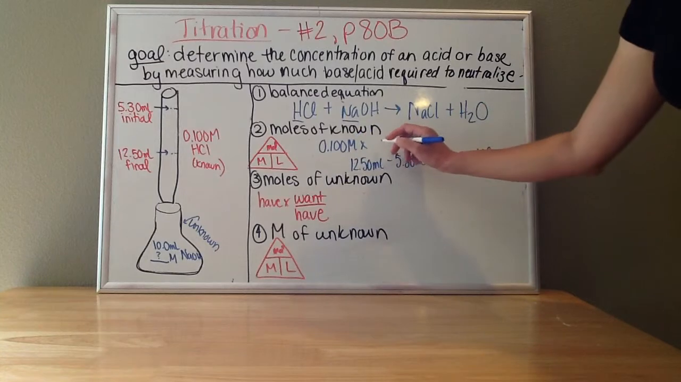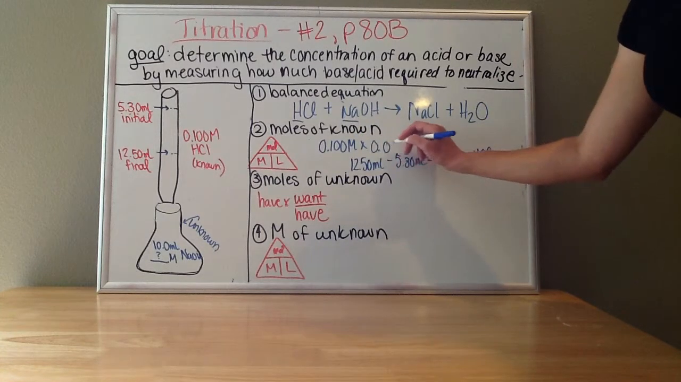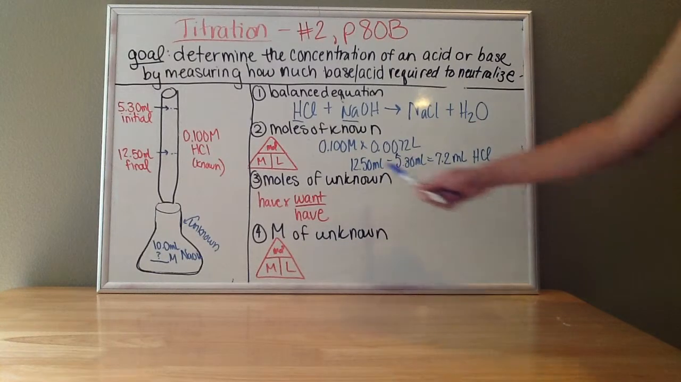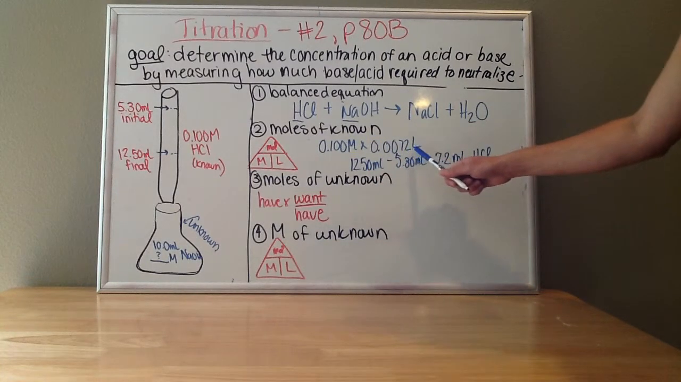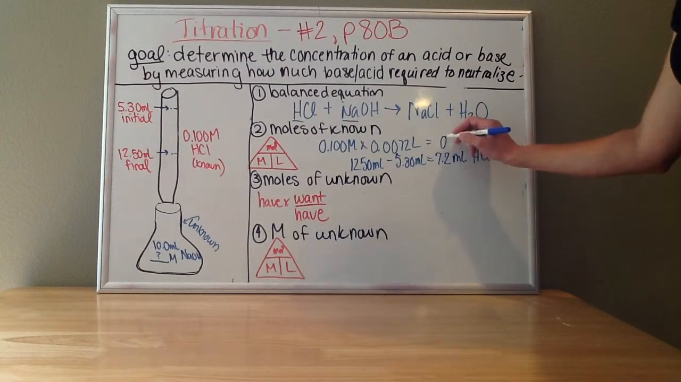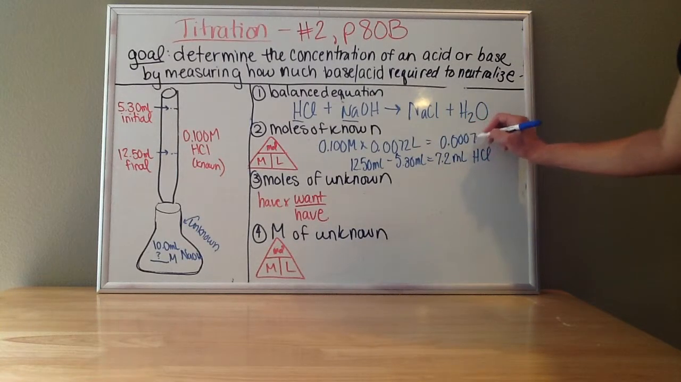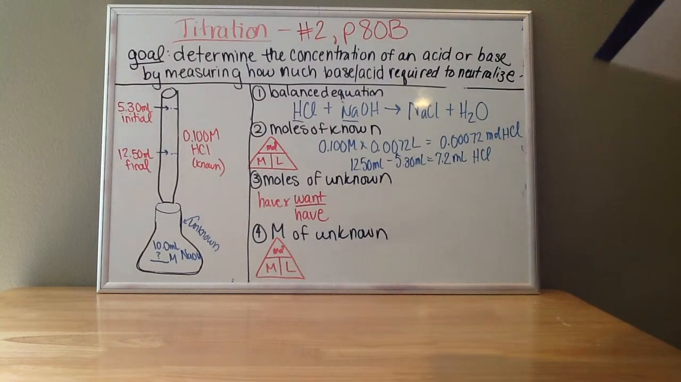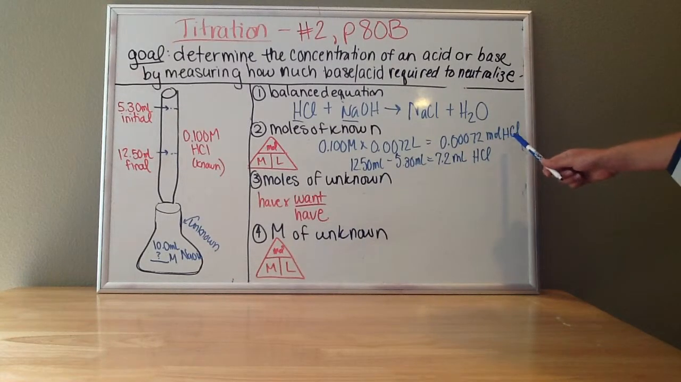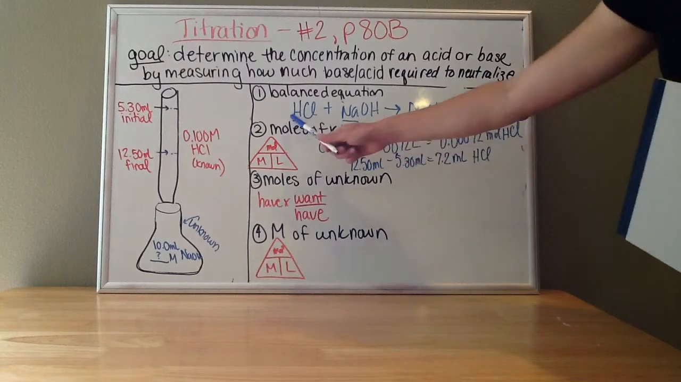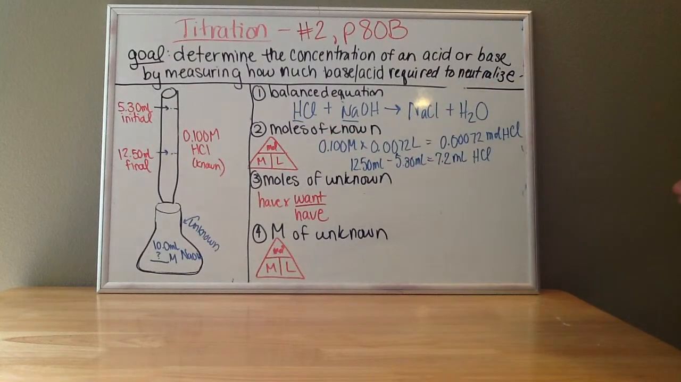And the concentration there was 0.1 molar. So to find the moles, I would take my molarity times my liters, so 0.0072 liters, and that will give me 0.00072 moles of HCl. So that's how much HCl was added to your flask during the reaction. Then you want to take your moles of known and use it to find moles of unknown using this mole ratio right here in the balanced chemical equation.